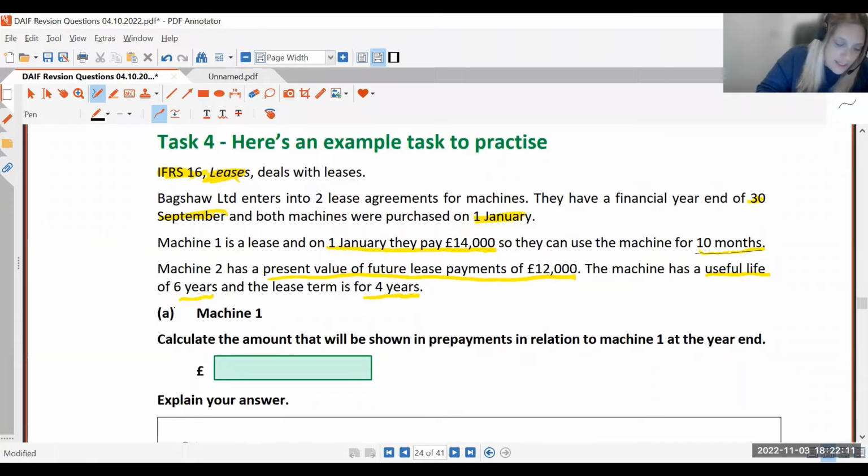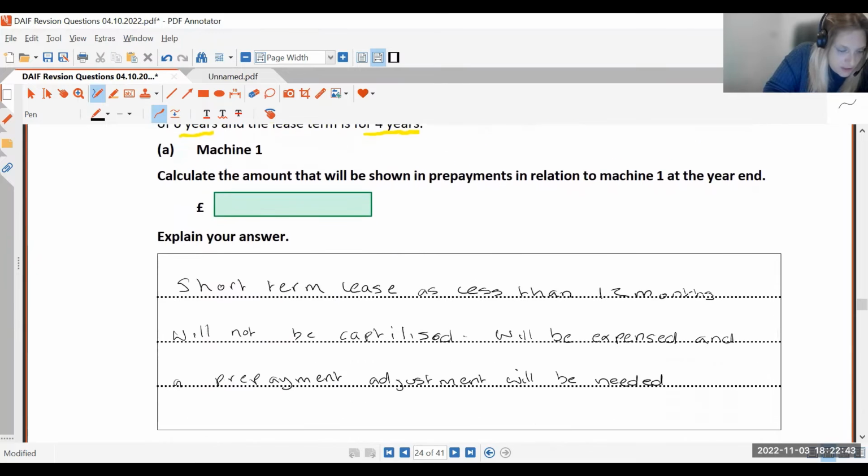Machine 1, it's a lease they took out on the 1st of January for 10 months. Okay, so that's going to take them to October. So they're going to use the machine until October and they've paid for the use of that machine until October. However, the year end is the 30th of September. This means that they've paid for 1 more month in the period that actually relates to the next period. So it's a prepayment.